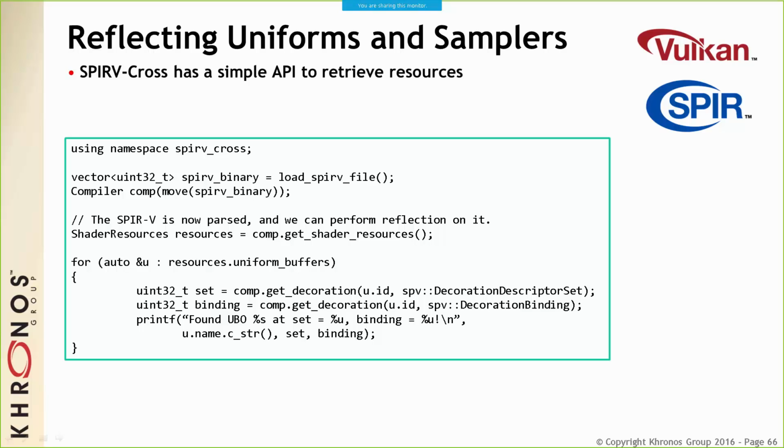So the API should be very simple to use. Ideally, we would load our SPIR-V files on disk as a list of integers, feed that to the compiler, get the shader resources, iterate over them, check the descriptor sets and bindings, the name of it, and then create a pipeline layout. It should be very straightforward. We have done that in our internal engine.